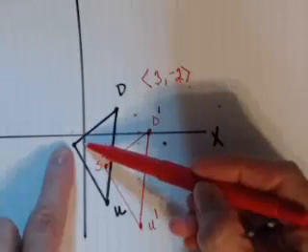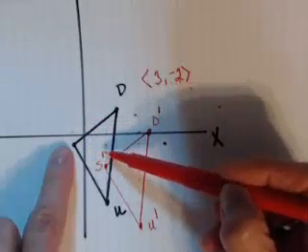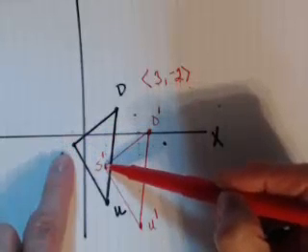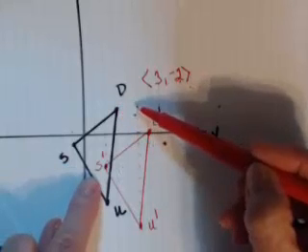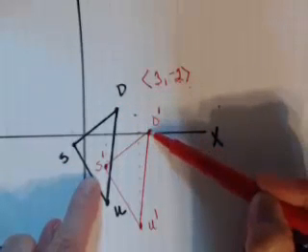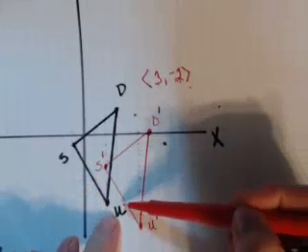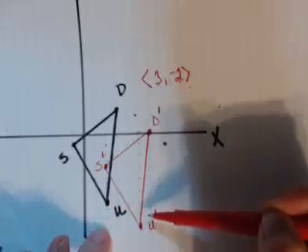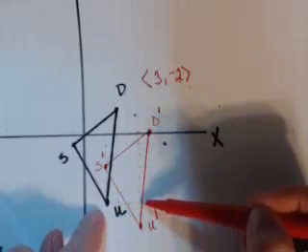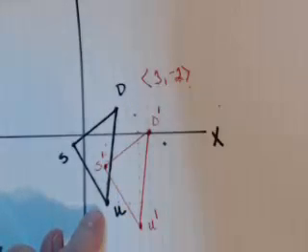So if I go 1, 2, 3 to the right, and 2 down, I've located S prime. For D, I go 3 to the right and 2 down, and I've located D prime. And then U, I go 3 to the right and 2 down, and I have U prime.